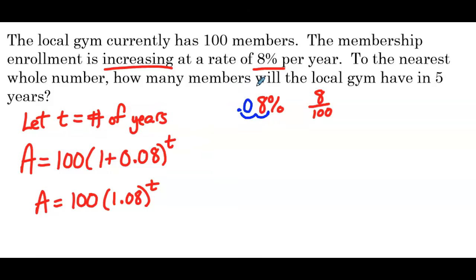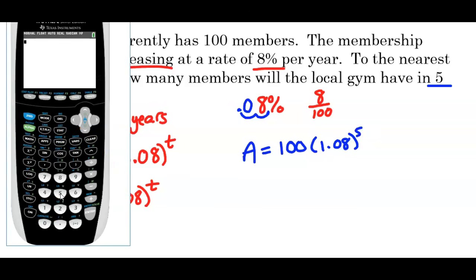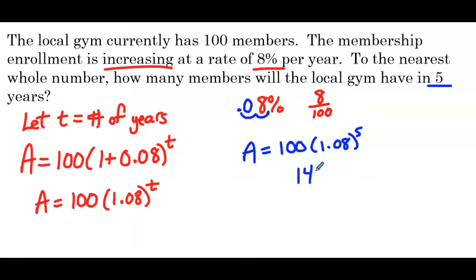Now, how many members will the local gym have in 5 years? So we're going to use our function and plug 5 in for t to answer that question. So 100 times 1.08 to the 5th. So we go to our calculator. So 100 times, in parentheses, 1.08. The exponent key is that up arrow, to the 5th, and we have 146.93 followed by a few more decimals.